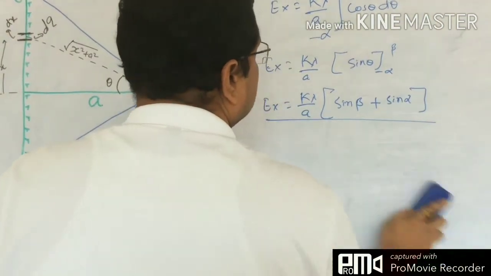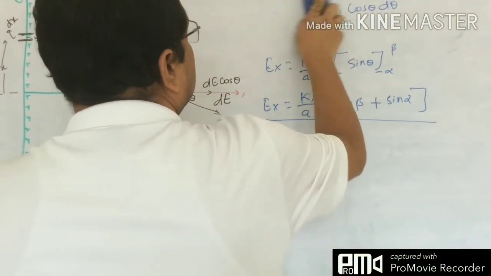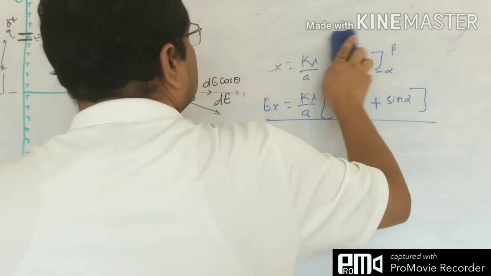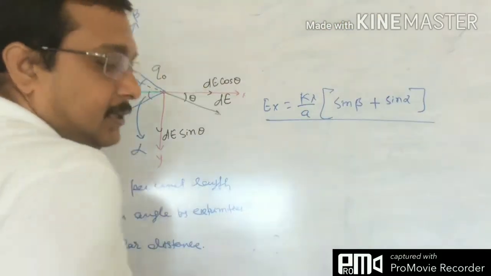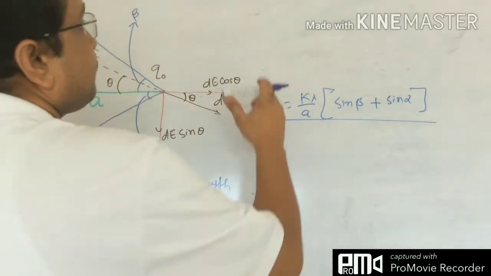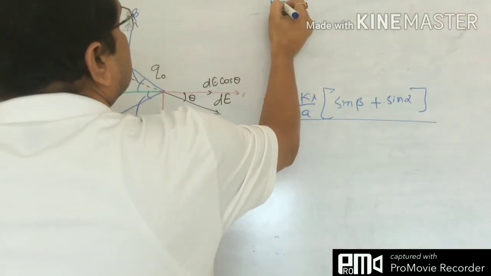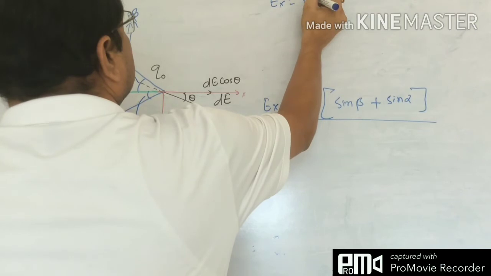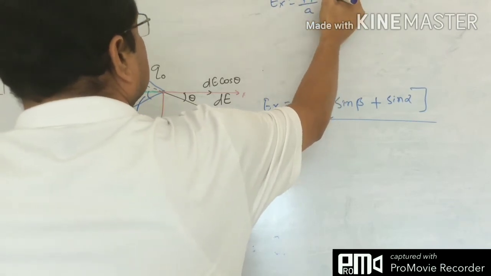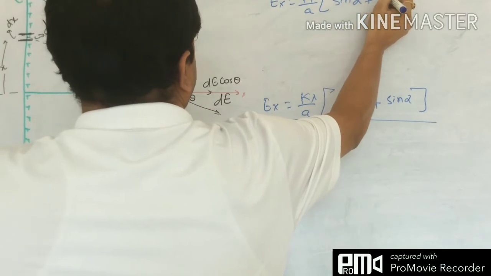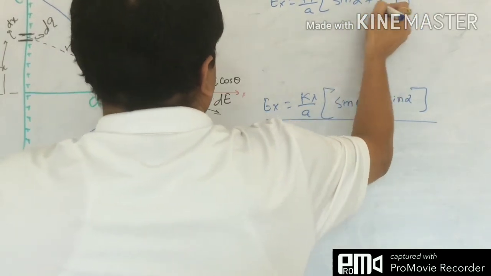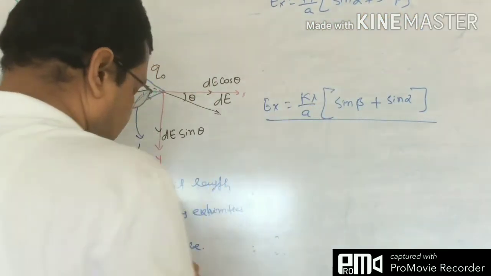So now I write this equation for Ex, and after that we shall calculate Ey. We are now in a position to write Ex separately and calculate Ey. We have calculated Ex, so I should write it here: Ex equals k lambda by a, sin alpha plus sin beta. Now it is separated out.